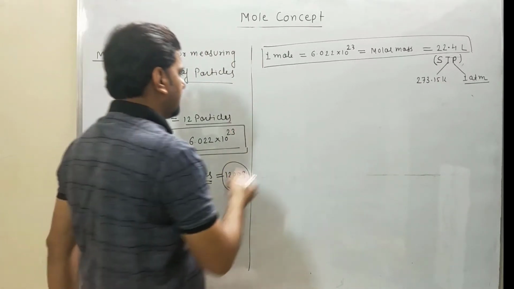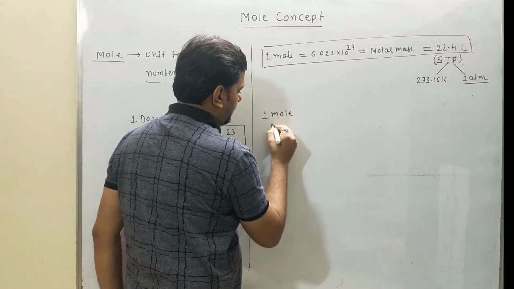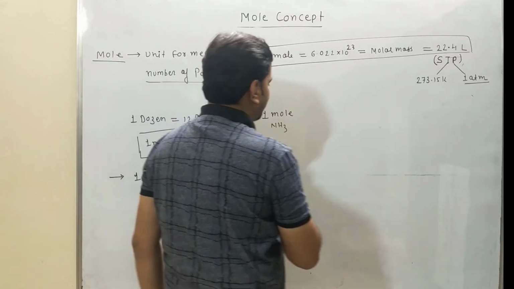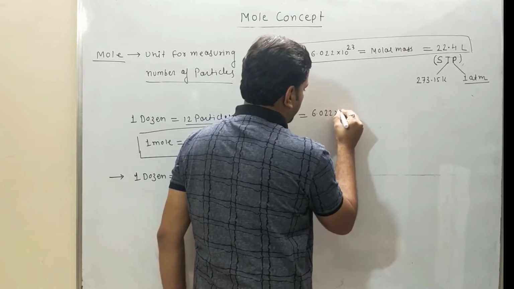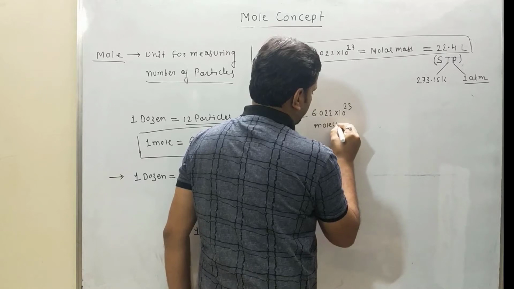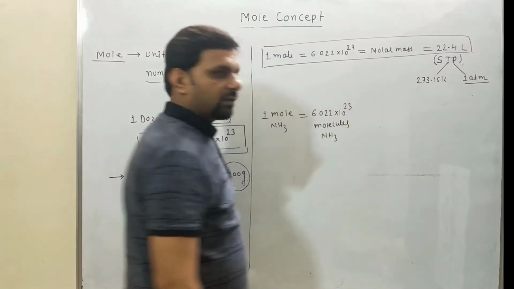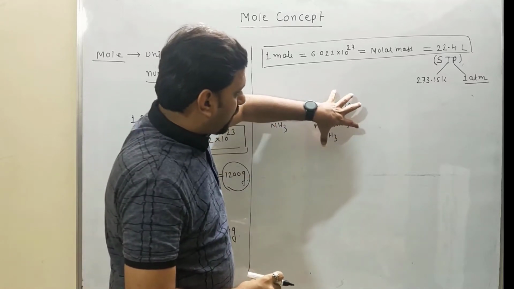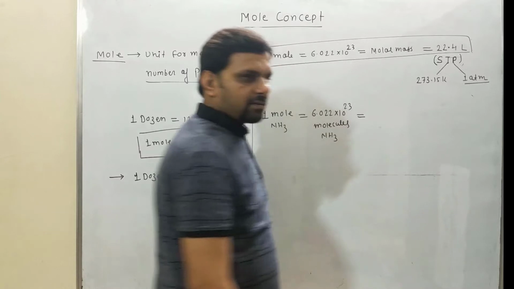Okay, let's consider some examples. Suppose you have 1 mole of NaCl. What does it mean? It means you have 6.022 into 10 raised to 23 molecules of NaCl. Now the mass of all these molecules would be equal to their molar mass.